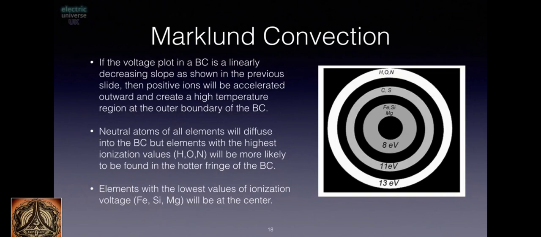But we have hydrogen and oxygen here at the outer side. Neutral atoms of all elements will diffuse into the Birkeland current, but elements with the highest ionization values, hydrogen, oxygen, nitrogen, will be more likely to be found on the outer fringe of the BC. Elements with the lowest values of ionization voltage will be at the center.